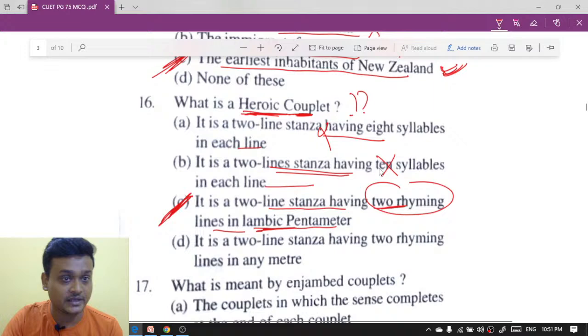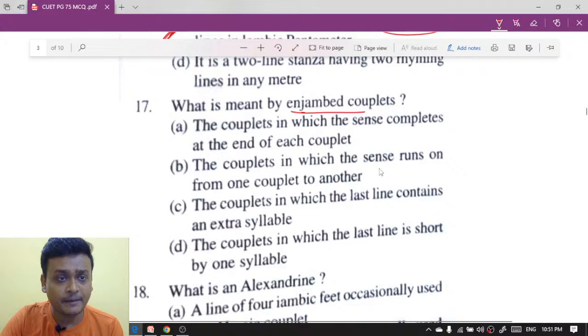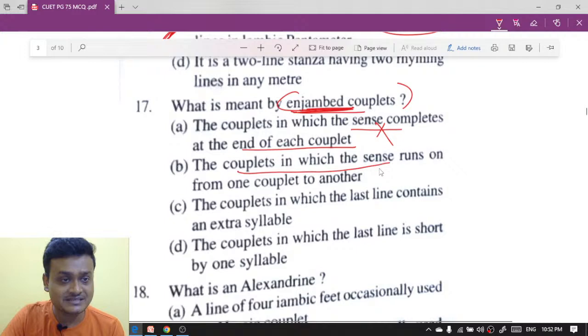17. What is meant by enjambed couplets? Enjambed couplets kya hota hai? The couplets in which the sentence completes at the end of each couplet, that is wrong. The couplets in which the sentence runs from one couplet to another, or the couplets in which the last line contains an extra syllable, that is wrong. The couplets in which the last line is short by one syllable, that is also wrong. The couplet in which the sentence runs on from one couplet to another, that is called enjambed couplets.